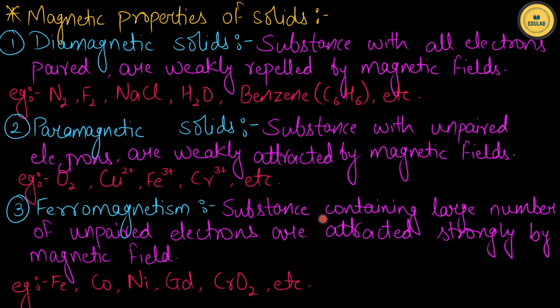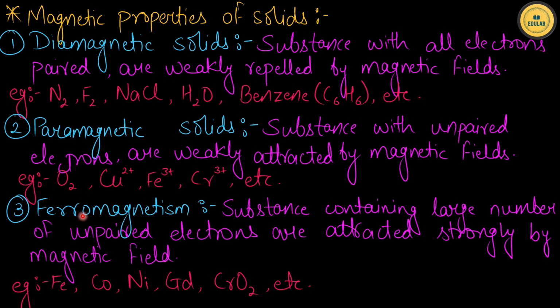Next we move to magnetic properties of solid. First one is diamagnetic solid. It means a substance with all electrons paired that is weakly repelled by magnetic field. Examples of diamagnetic are N2, F2, NaCl, H2O, benzene which is C6H6, and so on. Next one is paramagnetic solid, a substance with unpaired electrons that is weakly attracted by magnetic field. Examples of paramagnetic are O2, Cu2+, Fe3+, Cr3+ and so on.